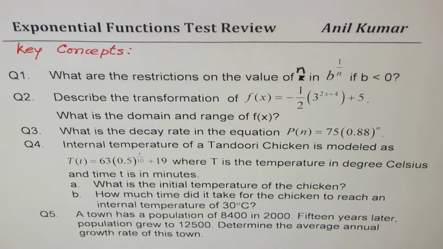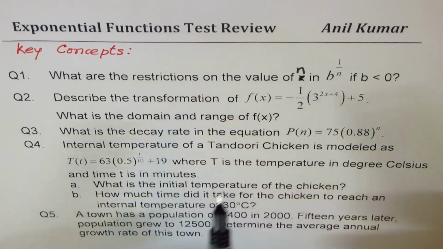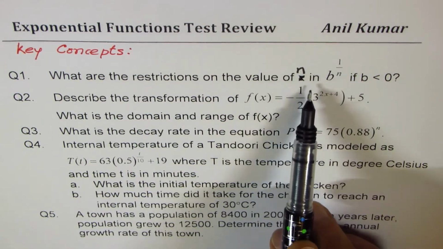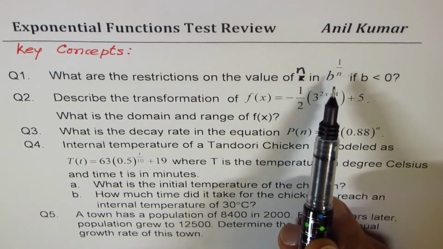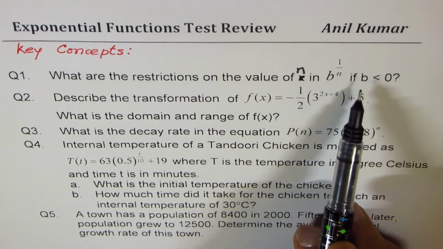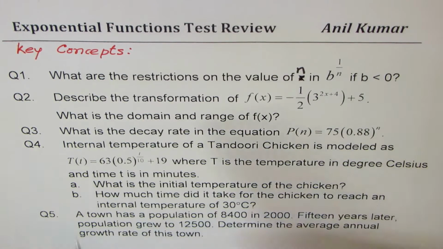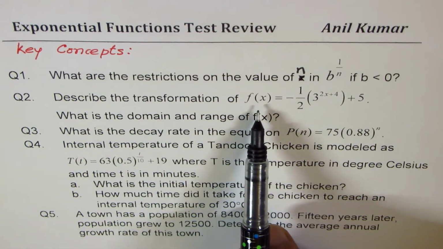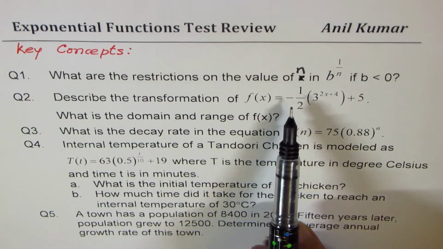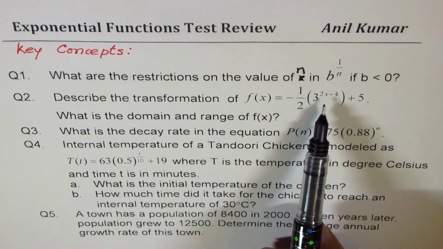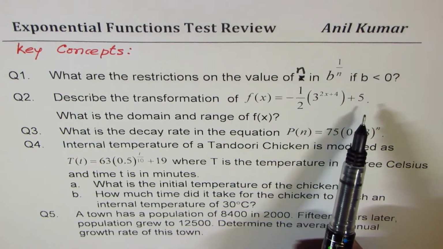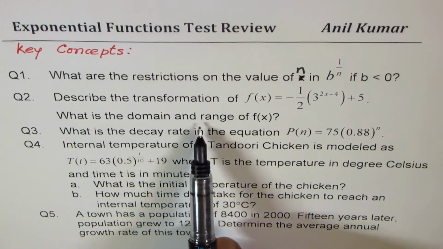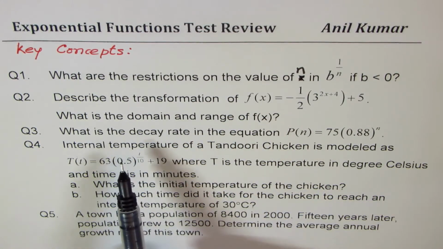Question number 1 is, what are the restrictions on the value of n in b to the power of 1 over n if b is less than 0? Question number 2 is, describe the transformation of f of x equals negative half times 3 to the power of 2x plus 4, plus 5. What is the domain and range of the function?